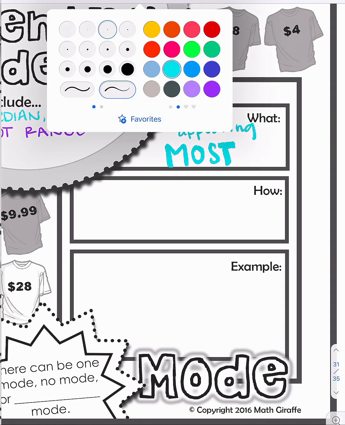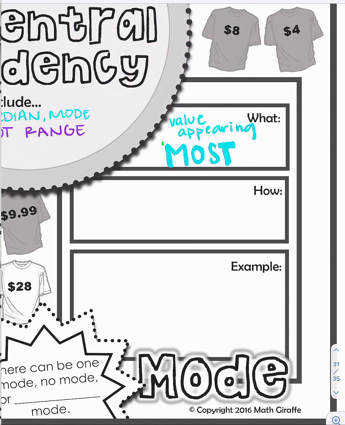Then I'm going to go back in here with another color, and I'm just going to go over my M and my O. So here's why I'm going over the M and the O. If you look at the word mode, mode starts with an M and an O, and so does the word most. So I always just remember mode is the one that shows up the most. Mode, most. So that might help you if you're having a hard time remembering what our different measures of central tendency mean. So that's just something that could help you out with that.